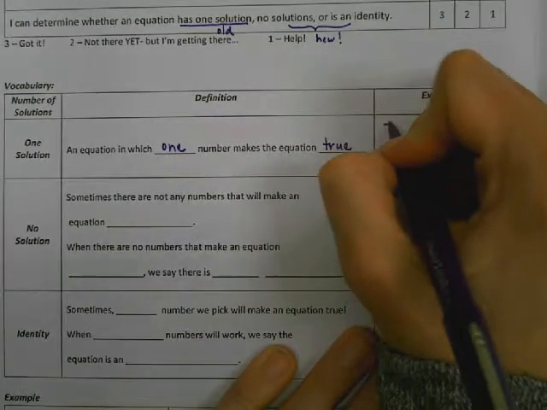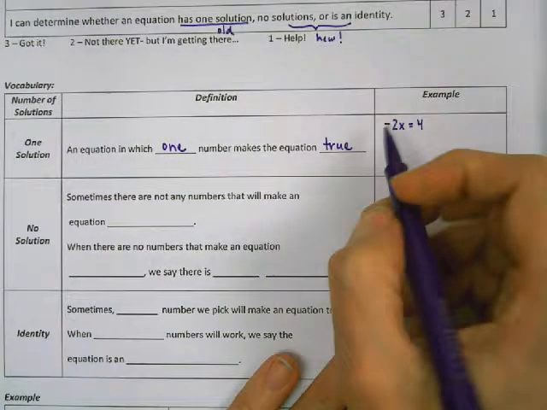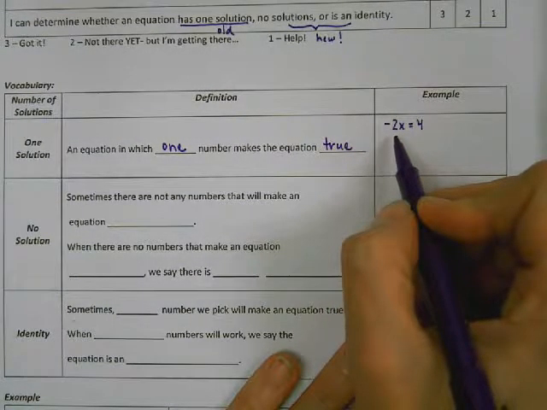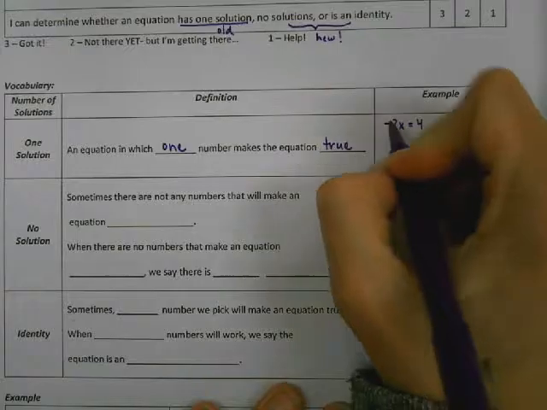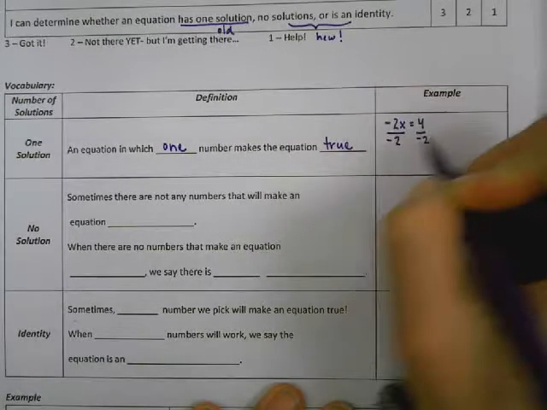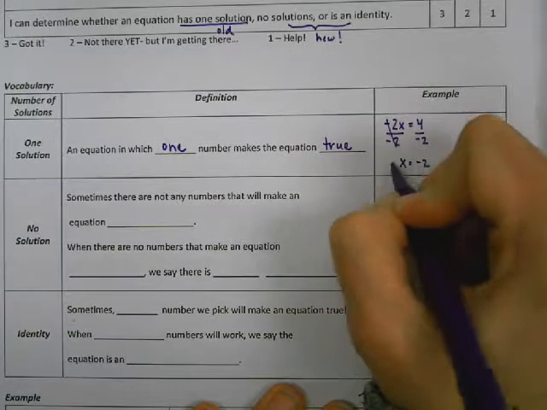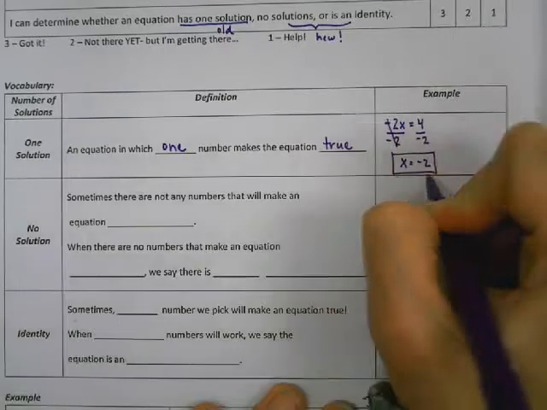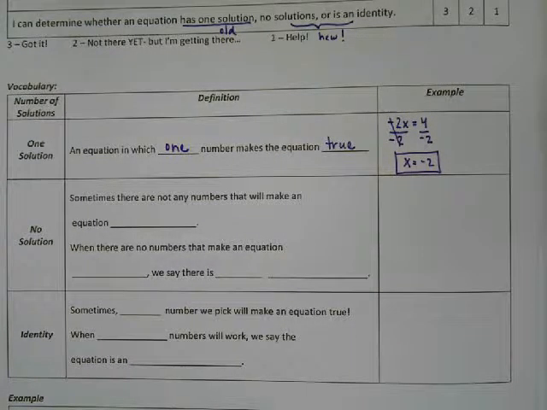So for example, if I look at negative 2x equals 4, we know since this is negative 2 times x, to undo that multiplication, we need to divide. And we're going to divide by the exact number and sign. So I'm going to divide by negative 2, and I get x equals negative 2. That equation has just one solution, and the solution is negative 2.